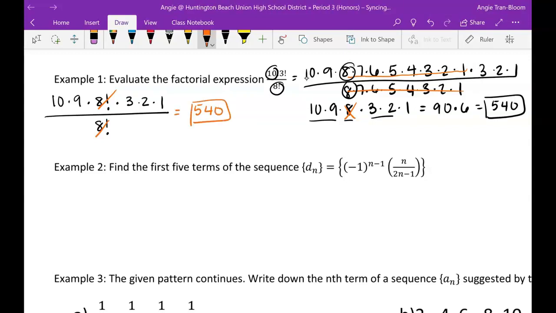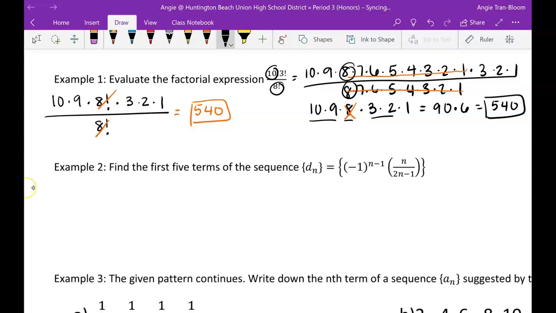All right, next, example 2. Find the first 5 terms of the sequence called D subscript n. Find the first 5 terms just means that you're going to start with 1. Okay, so let's do it.